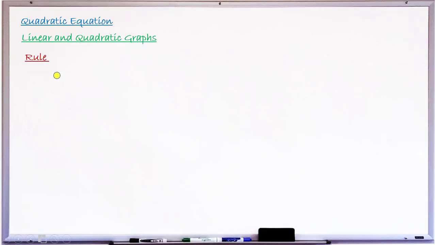To begin the lesson, my dear student, let us learn the rule. It is this rule that we use as a guide in order to draw the graph of a quadratic and the graph of a linear on the same axis. So let's begin. The rule says first what you need to do is to construct the table of values for each of the equations. That is, you construct a table of values for the quadratic equation, and you also construct the table of values for the linear equation.